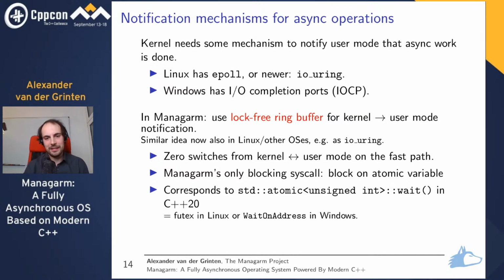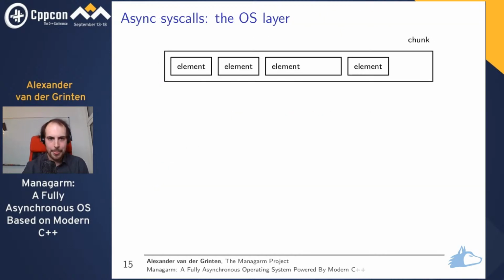And if you've read the C++20 papers, this has been accepted into the standard as a standard operation. So it was already available on Linux as a futex or as the function WaitOnAddress in Windows. And now it's also available as a method of standard atomic data types. So that's basically our only blocking operation that we ever need. And I'm going to illustrate how it works.